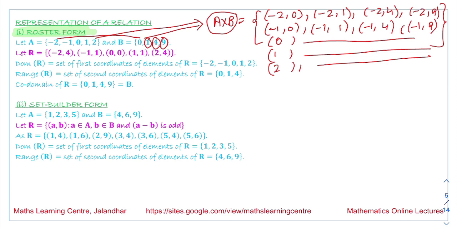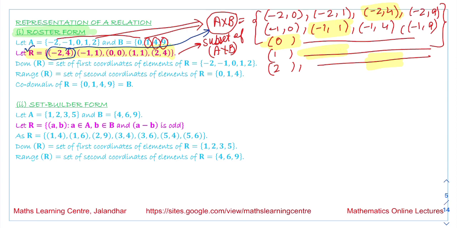Now we are defining a relation over here. We have taken a subset of this set which contains the elements minus 2 comma 4, minus 1 comma 1, then 0 comma 0, then 1 comma 1, and next 2 comma 4. So this is a subset of A cross B, that is, each element of this set is an element of A cross B. So we say R is a relation, and this is the roster form of the relation.